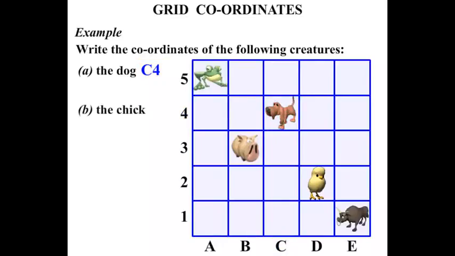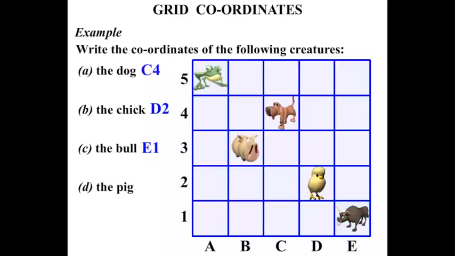What about the chick? Okay, there's the chick there. Which column is it in? Well, it's in the D column and it's in the row of number 2. So D and 2. We're going to write D2. What about the bull? Well, there's the bull. It's in the E column and it's in the first row, row 1, E and 1. So we write E1.